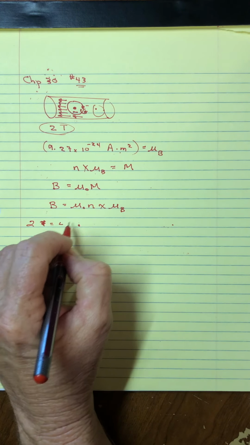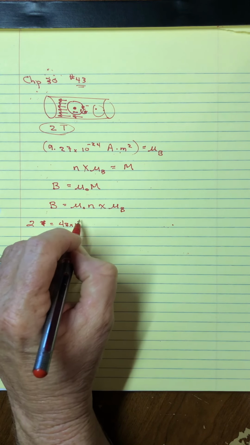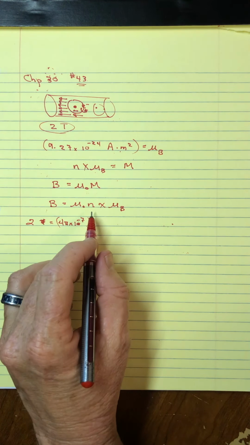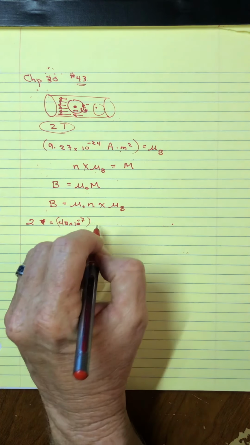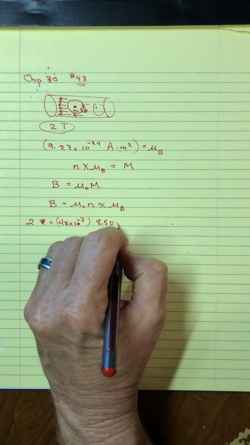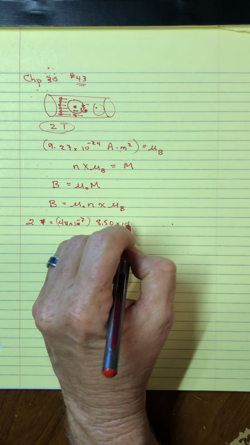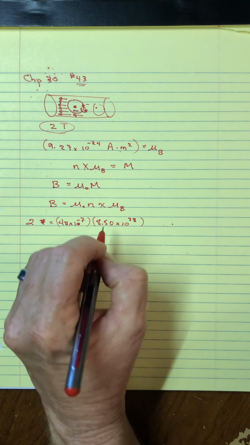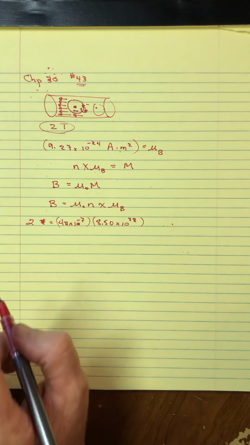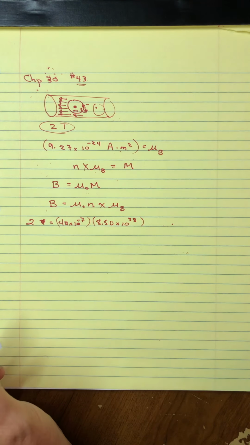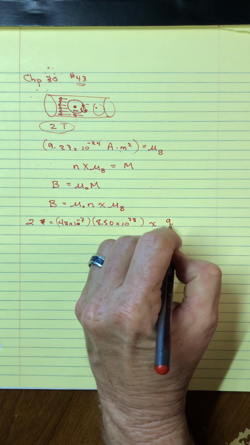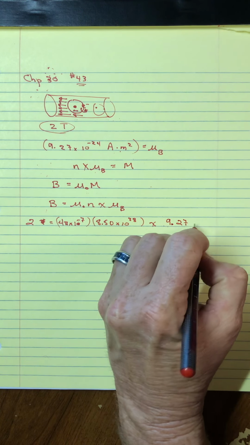This is the mu naught, the permeability of free space. So this is 4 pi times 10 to the negative 7. This is what they say is the concentration. And I think I need to go back and look at this. I think they said 8.50 times 10 to the 28th atoms per volume. Let me look here. Yeah, per cubic meter. Good. And then this X is what I'd like to find. And then this Bohr magneton, that's the magnetization from 1 electron.